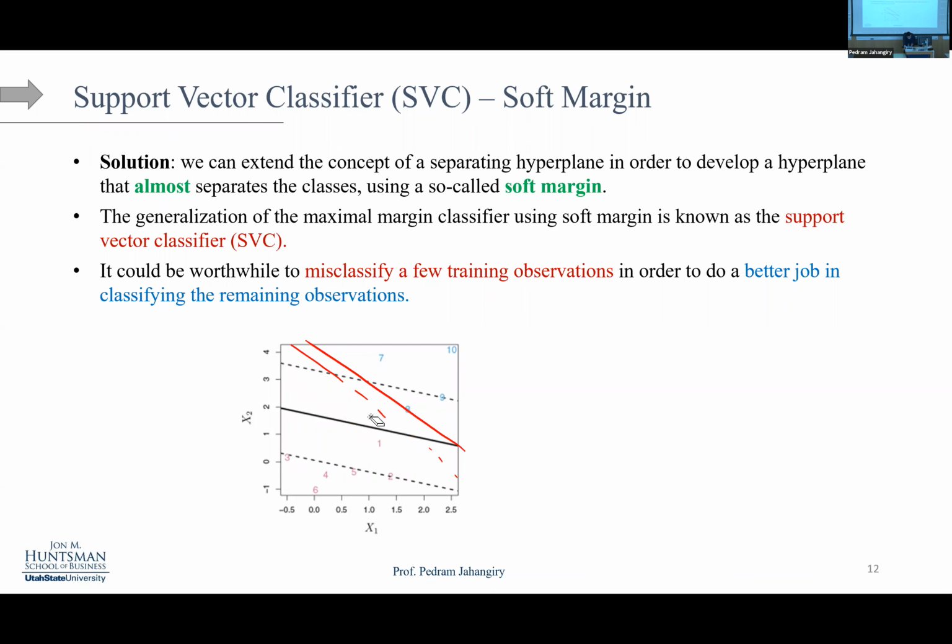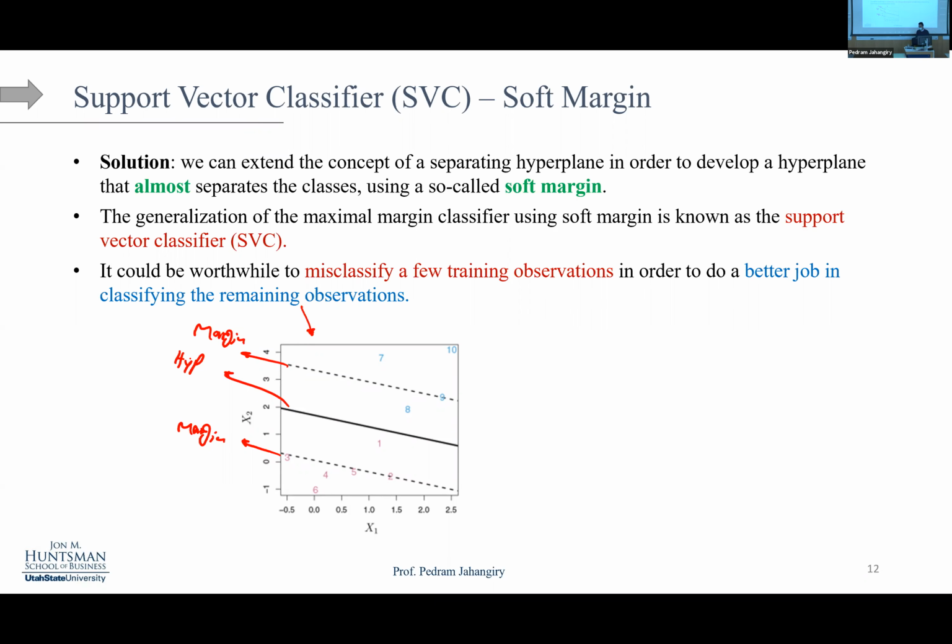But here we are going to say that let's allow for some misclassification. And by misclassification, we mean either on the wrong side of the margin or on the wrong side of the hyperplane. So in this example, you will see that some observations are on the wrong side of the margin. So this is the margin. This is the margin. And this is your hyperplane, right? Can you tell me which observations are on the wrong side of the margin? 1 and 8, right? Is there any observation on the wrong side of the hyperplane?